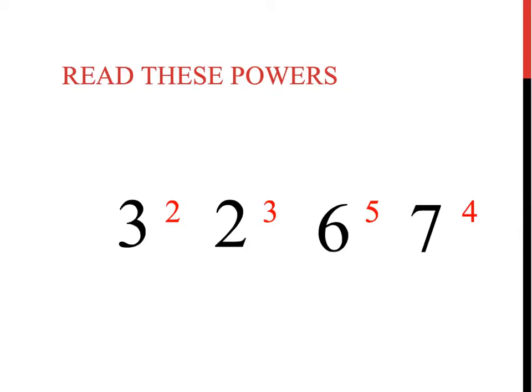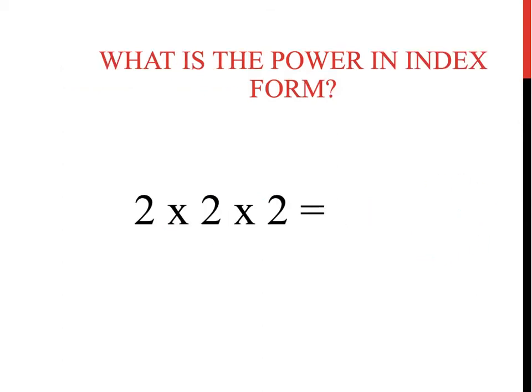Alright, now I want you to pause the video here and see if you can read these out to yourself. See if you know how to read those powers. So pause it now. Okay. Now, hopefully you said this number was 3 squared, this number was 2 cubed, this number was 6 to the power of 5, and this number was 7 to the power of 4. So hopefully you got those right.